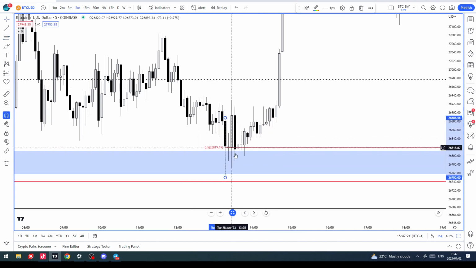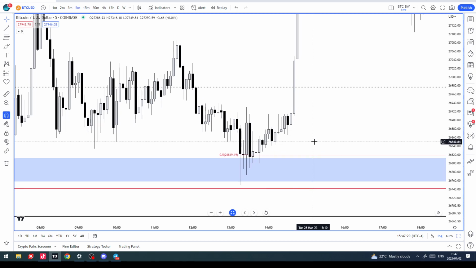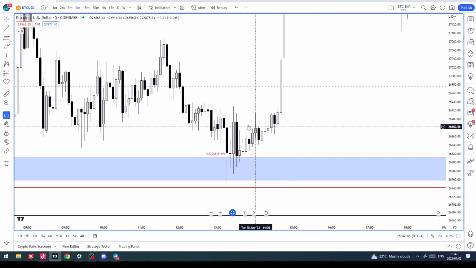Is 5 minutes the lowest you would go? On BTC, I wouldn't go lower than 5 minutes. On indices I'd go lower. Even 5 minutes on BTC is pushing your luck, because BTC is a different animal. But if you were to go on a 5 minute, the theory is all the same. Everything is the same. You want to see 50% of this range being respected by candle bodies.